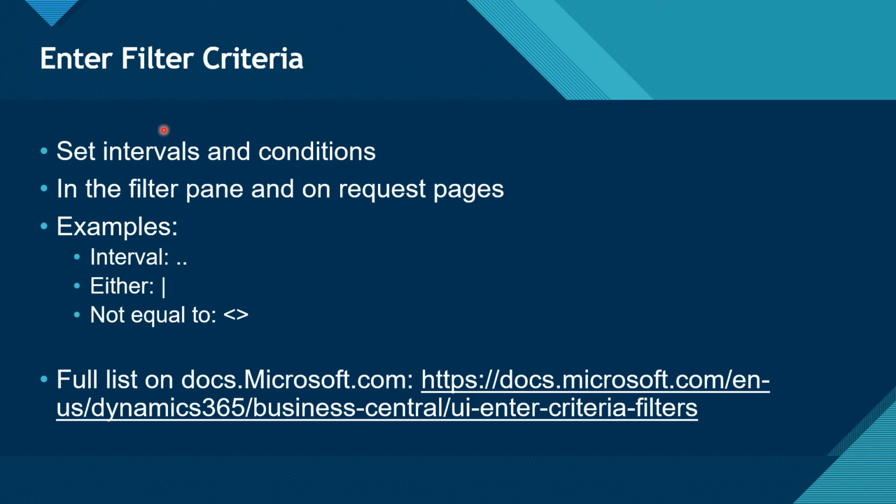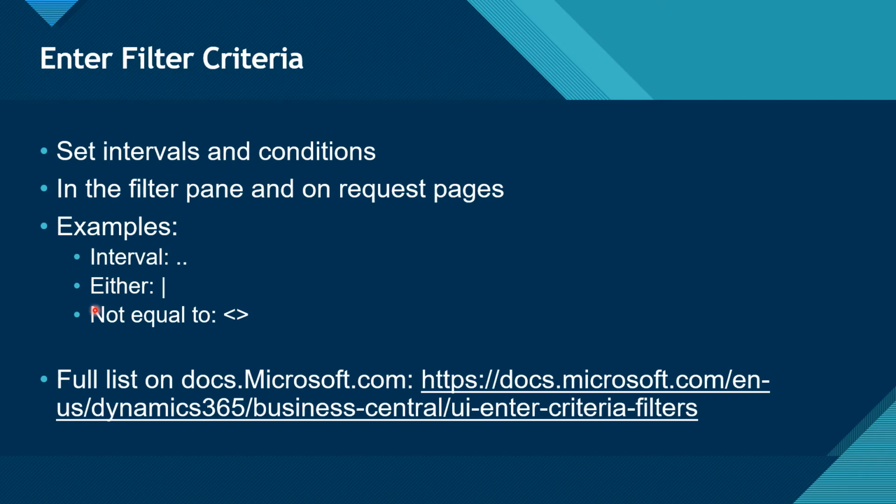In the entering of filter criteria section, the user can set the intervals and conditions for the customer list and on the request pages, which they can use in the filter pane and on the request pages. For example, if they want to filter for a particular range of GL account numbers, they can put the interval like dot dots.